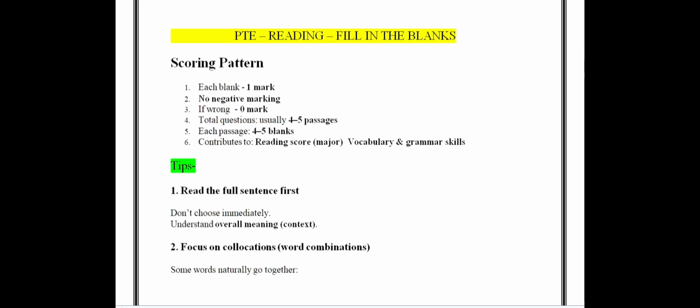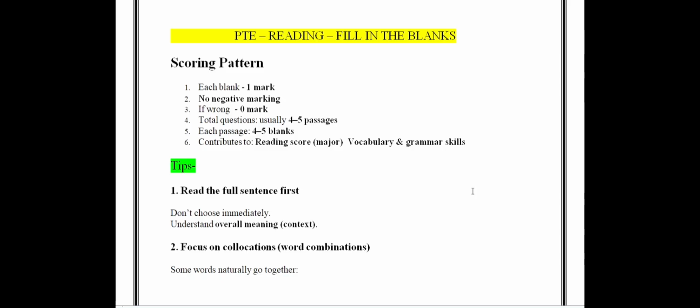Here we go. The reading fill in the blanks. For every blank, there will be 1 mark. So please don't underestimate it. There is no negative marking. PTE comes with standard scoring and negative scoring also. So be very confident and happy. For the reading fill in the blanks, there is no negative marking. So it's ooh la la. Even if your answer is wrong, you just get a 0 mark. So there is no loss for you, isn't it?